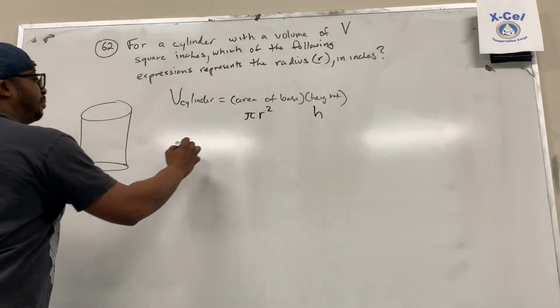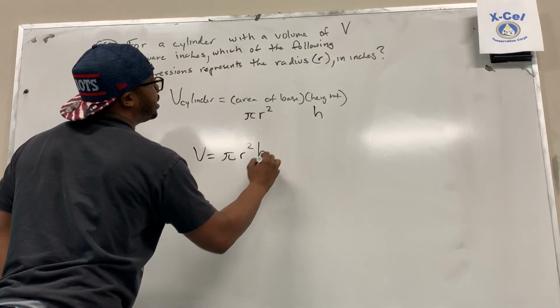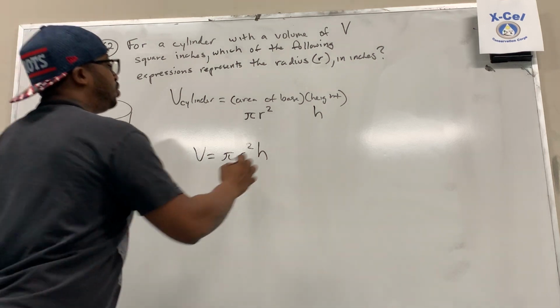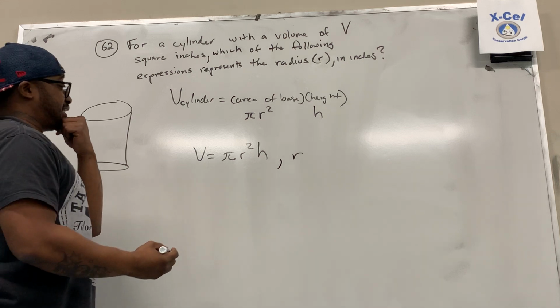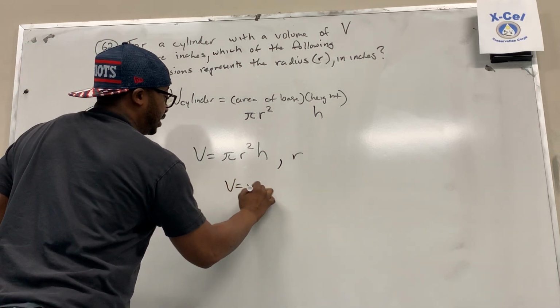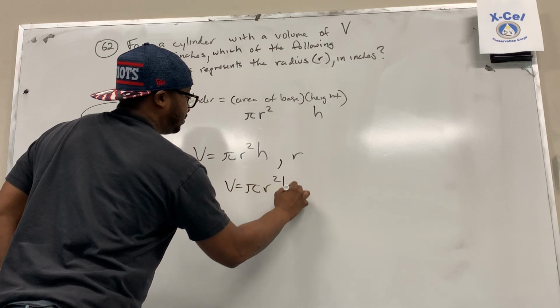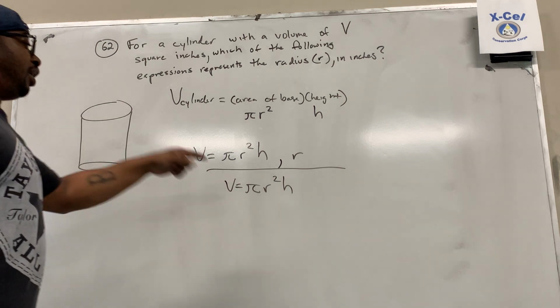Okay, so now I'm going to rewrite it as V is equal to pi times radius squared times height. Now they want you to solve for the R. They want the R by itself, okay? So now what I'm going to do here is write this again, and I need this R by itself.